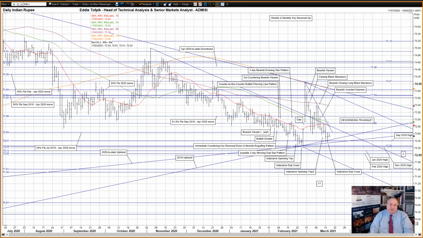So far today, obviously not much. A slightly higher market, but looking like an indecisive doji cross right now.